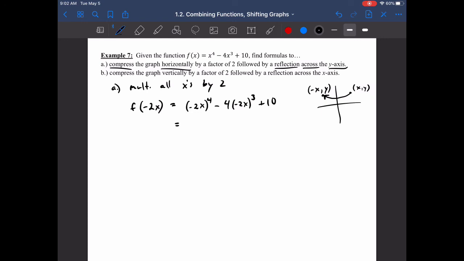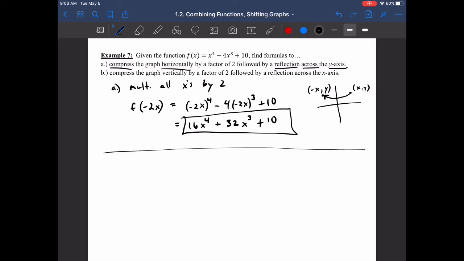And then if we go through and start actually doing this, negative 2 to the fourth power is just going to be a positive 16x to the fourth. And then negative 2 cubed is actually a positive 8, and then 8 times 4 is 32. I'm sorry, it's not a positive 8, it's a negative 8, but then we have this negative right here, which turns it back into a positive. So we have a positive 32x cubed, and then plus a 10. And that's it. There's our answer.